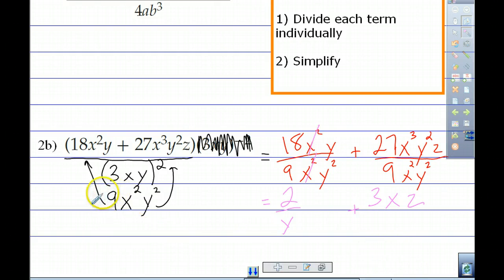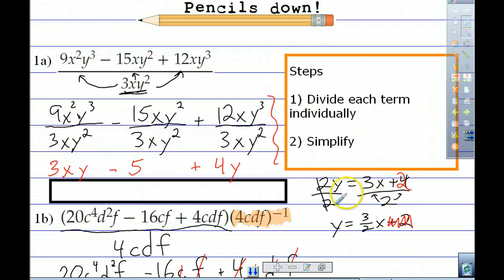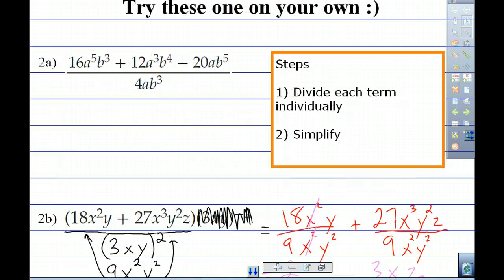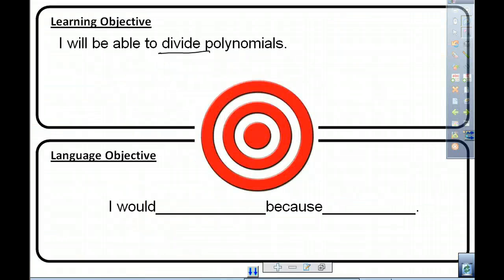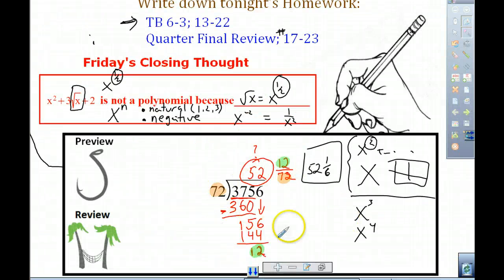Again, you only do this property when you have a monomial, very similar to when we were doing slope-intercept form. We just divide everything on the top by whatever's on the bottom. So the one that we first started off with is a review of long division. So let's take a look at that.